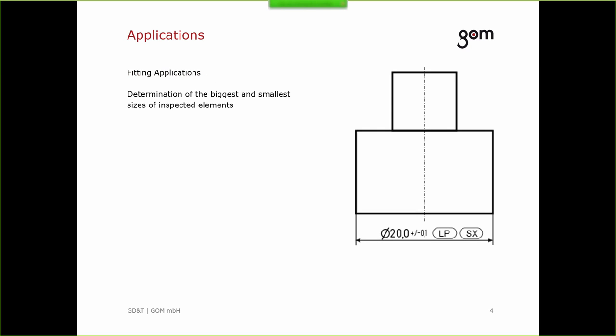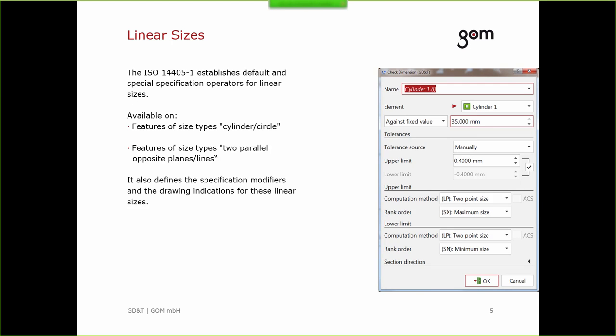The applications where linear sizes are usually used are fitting applications and determinations of the biggest and smallest sizes on areas of the inspected parts. The ISO 14405-1 includes the definition of the linear size operators. Linear sizes are available on features of size types, cylinder or circle, as well as two parallel opposite planes or lines. Linear sizes are able to explain dimensions, distances, much more detailed than a normal two-point dimension.